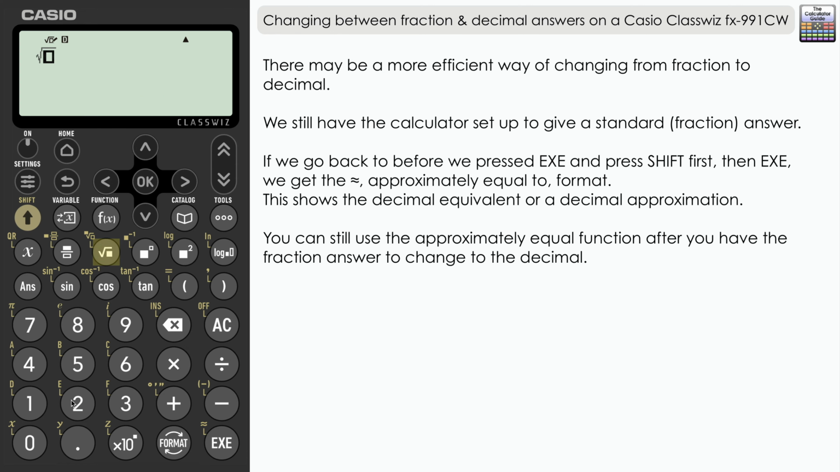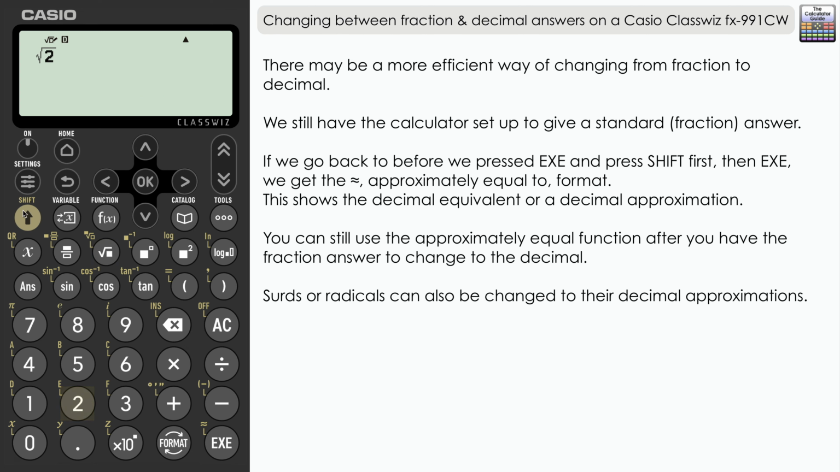Let's explore that with a square root. So let's do square root 2. Now if I pressed execute straight away, I'd just get the square root repeated back to me. But if I press shift and approximately equal to, then I get the decimal approximation for that, 1.414 and so on.